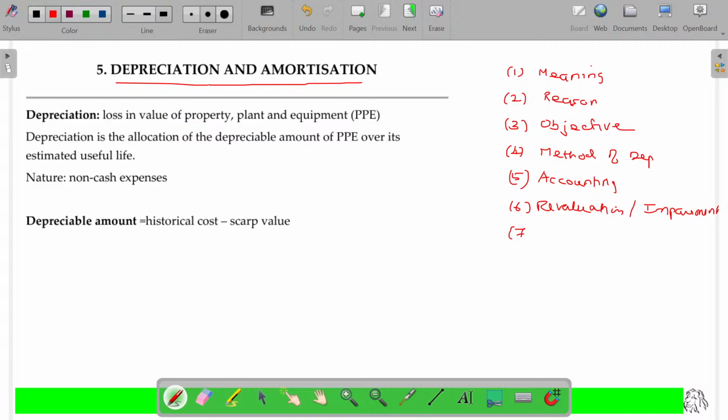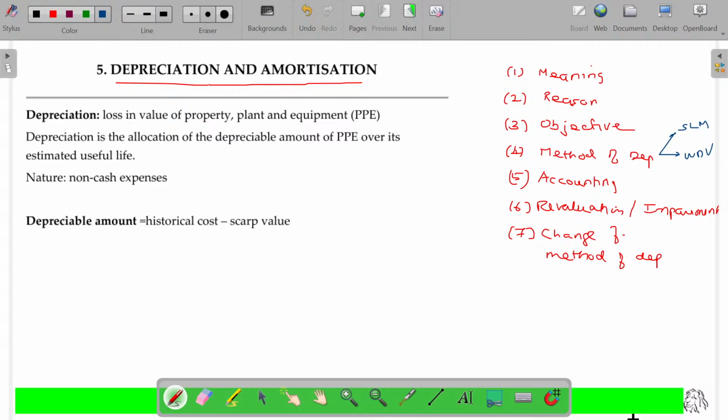7th is all about change of methods of depreciation. Okay. These are the 7 aspects going to be covered in our depreciation chapter. Changes of method of depreciation is nothing but you might have followed some of the methods here, probably straight line method or WDV method. 2 predominant methods we have: straight line method and written down value method of depreciation.